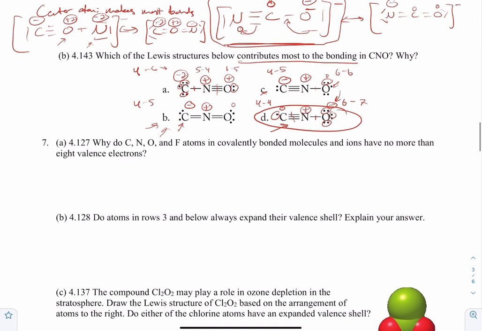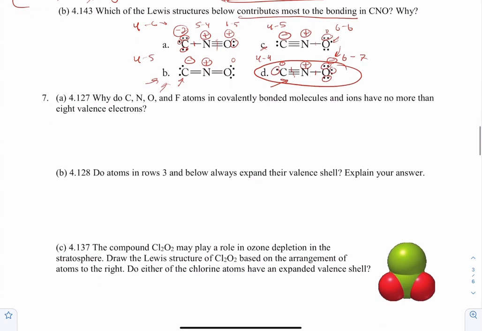Hopefully you're kind of getting the hang of assigning formal charges too. At first they're a little bit difficult, but once you get the hang of it, it actually gets pretty easy, right? If you just know where the element is, which group it is on the periodic table, you know how much it wants, and then if you know how to assign it on the Lewis structure, you know how much it has, and then just take the difference.